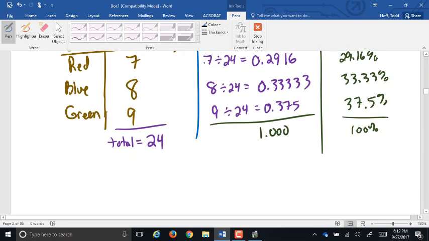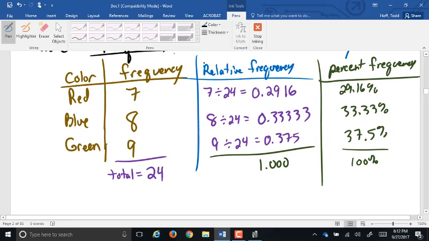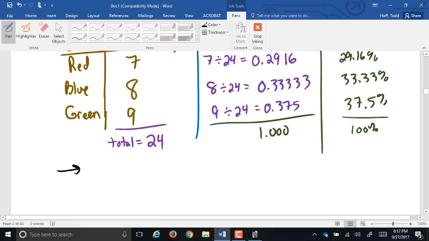The next step from a table, well, let's talk about the strengths of a table. First of all, the strength of a table is that it shows exact frequencies, exact numbers. I can look at the table and get exactly how many blues or how many greens there are.